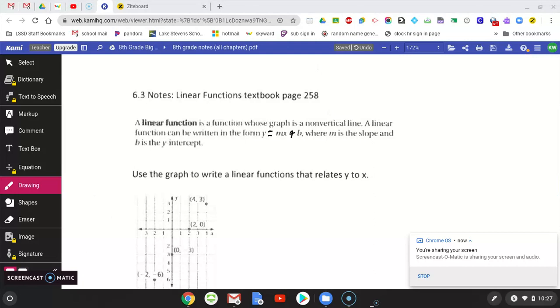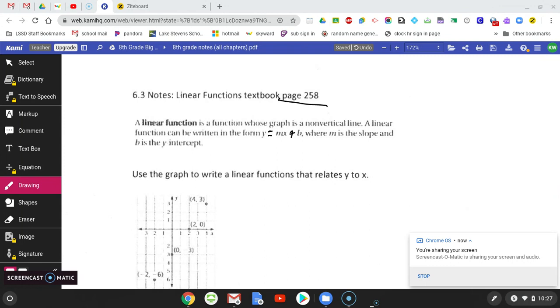All right, 6.3, linear functions. Again, textbook reference page for you. All right, so a linear function is a function whose graph is a non-vertical straight line. A linear function can be written in the form y equals mx plus b. We already know that m is the slope and b is the y-intercept.